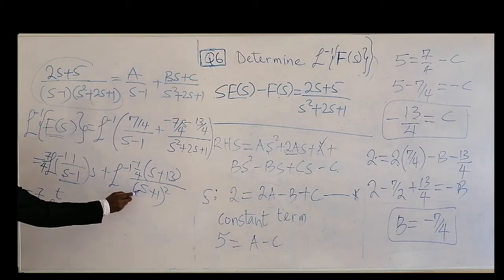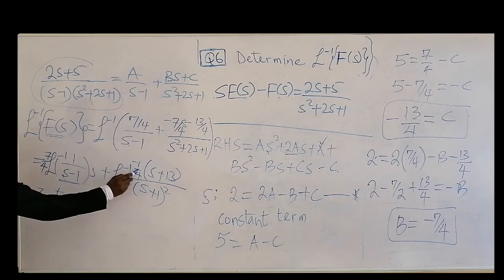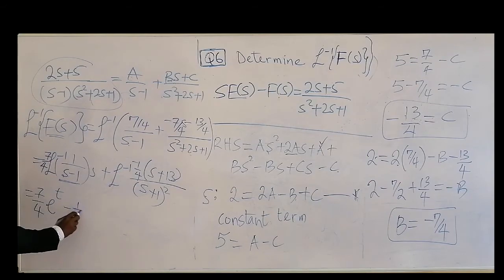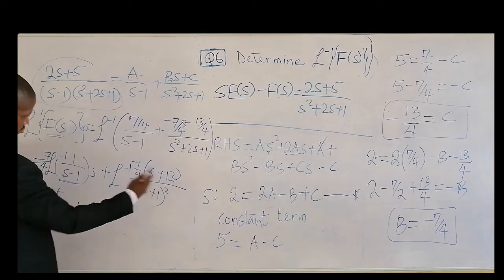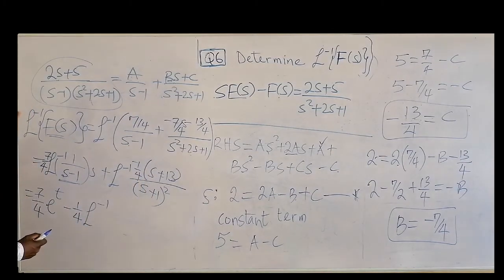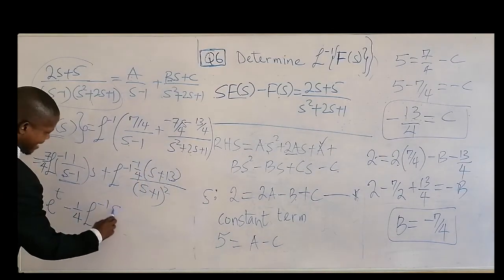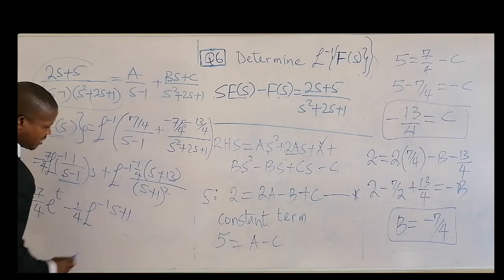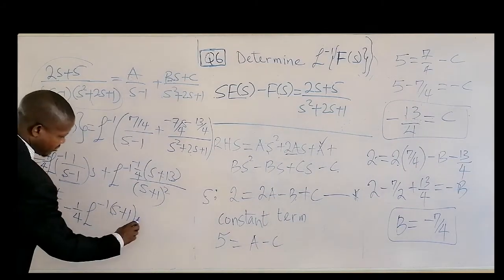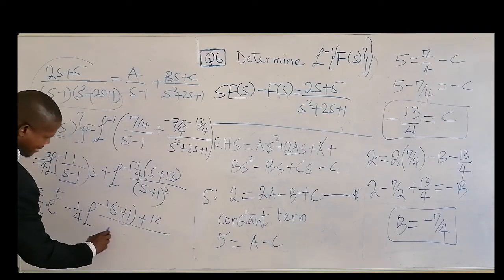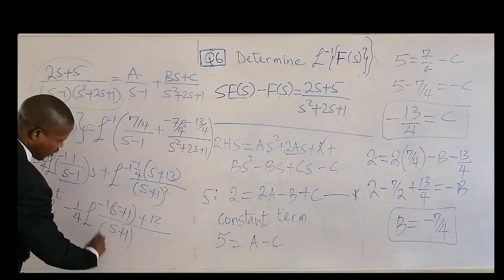The inverse Laplace of this fraction is exponential to power t. And then here, we need to work on this. That will be minus 1 over 4 can be taken outside. That's minus 1 over 4, and then inverse Laplace of. What we're going to do here, we're going to split this into two parts. And that will be x plus 1. Close that one. And then plus 12 all over x plus 1 all squared.